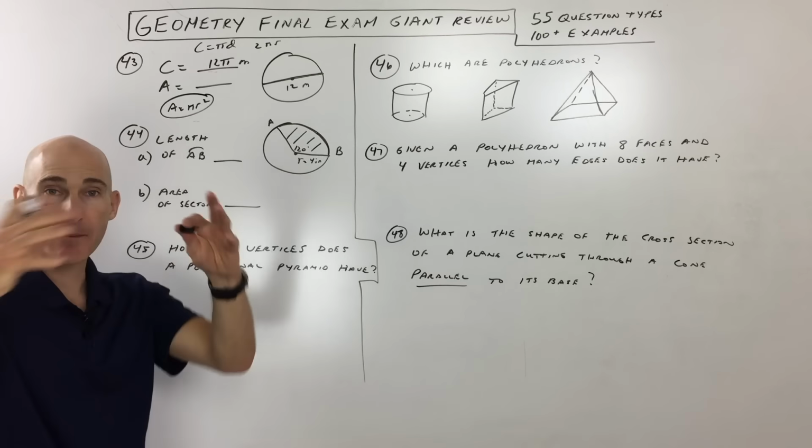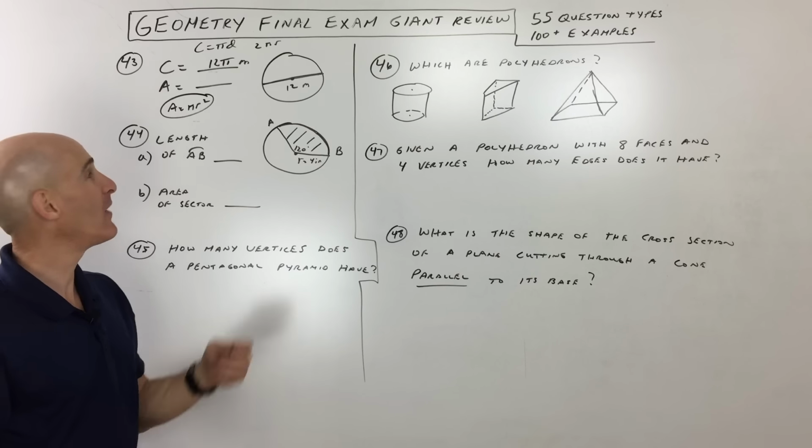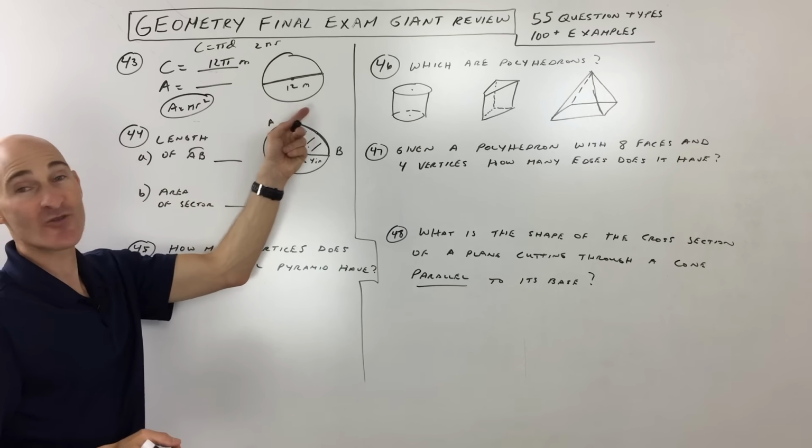I think of a circle as like a pizza pie, like an apple pie. Pies are square? No, they're actually round, right?